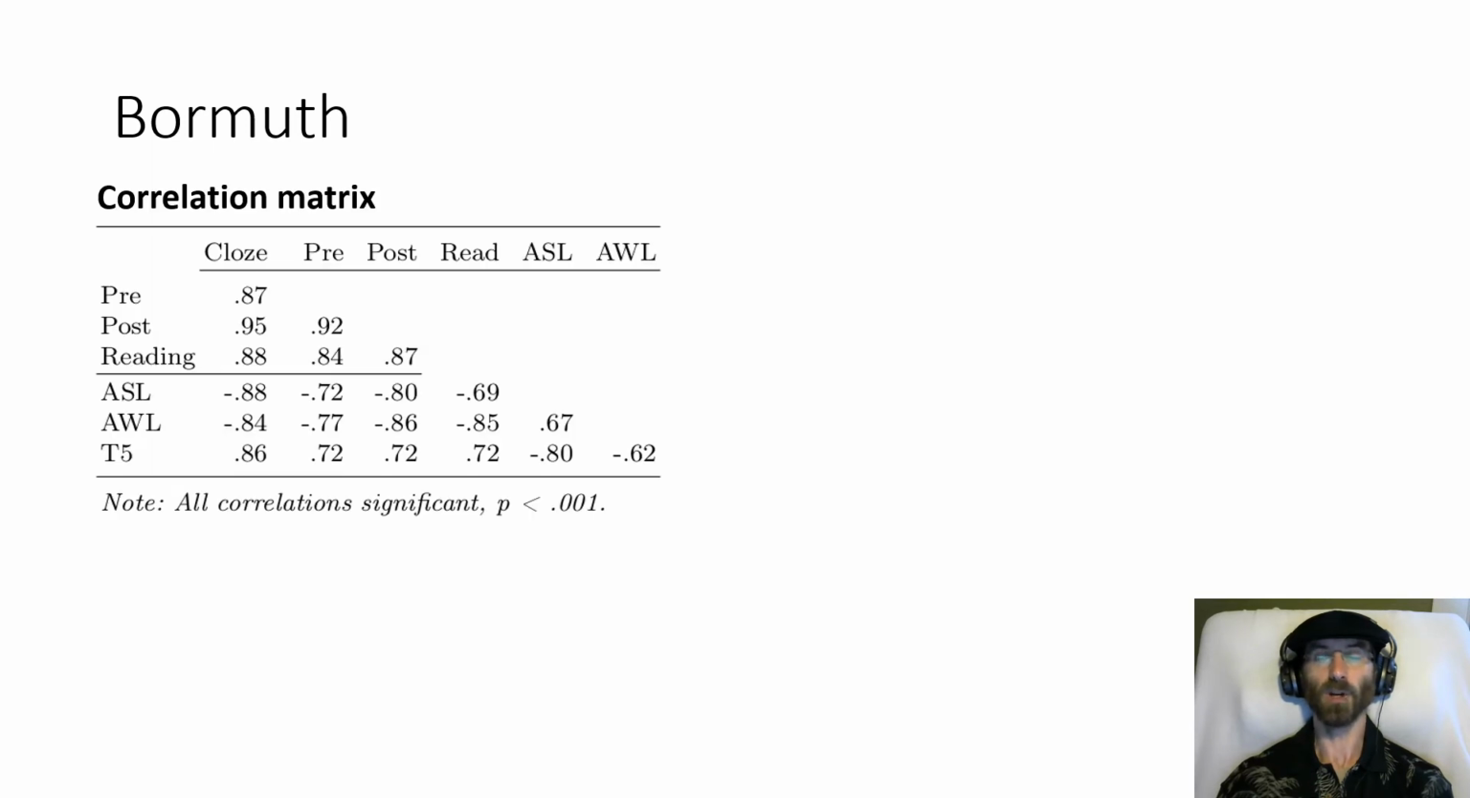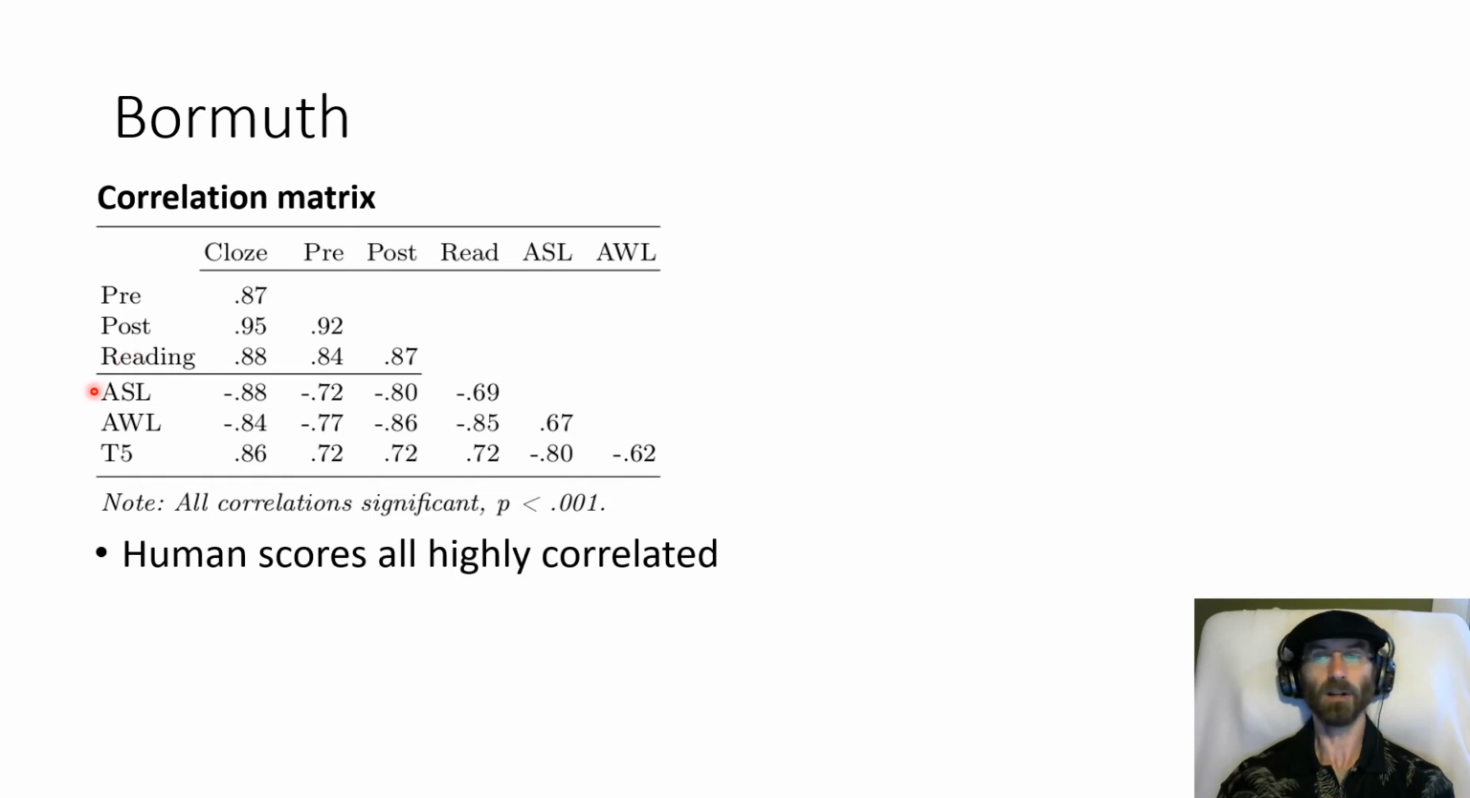So we can look at this in more detail. So the correlation matrix between the various measures, so both the human measures and also the various metrics. So in this top grouping here, pre-post reading, cloze, pre-post read, those are the human measures. And you can see they're all highly correlated with each other.